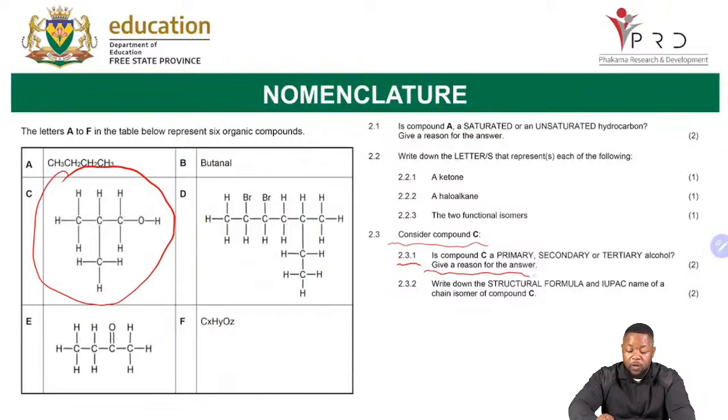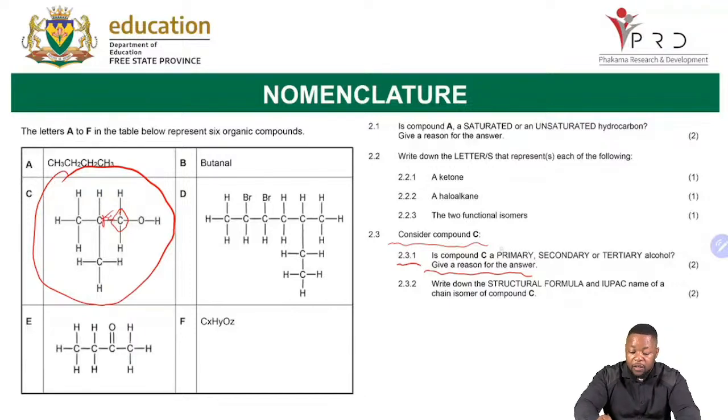Now, for us to be able to answer this question, we need to be able to define what is a primary alcohol, what is a secondary alcohol, and what is a tertiary alcohol. We need to remember that in a primary alcohol, the carbon that is bonded to the hydroxyl group is bonded to one other carbon. For secondary alcohols, the carbon that is bonded to the hydroxyl group is bonded to 2 other carbons. And for tertiary alcohols, the carbon that is bonded to the hydroxyl group is bonded to 3 other carbons. So let's look at this one. This is the carbon that is bonded to the hydroxyl. How many other carbons is it bonded to? This carbon is only bonded to 1 other carbon.